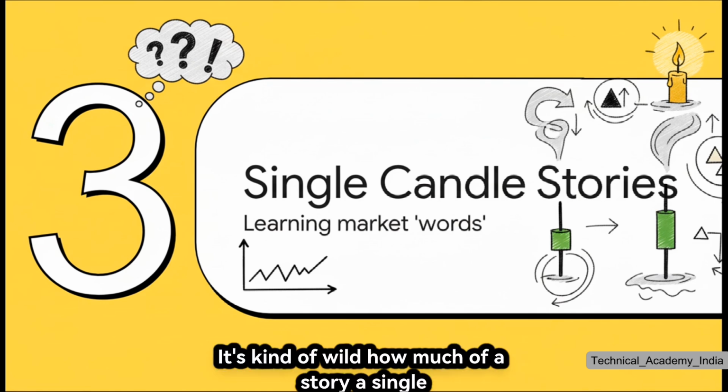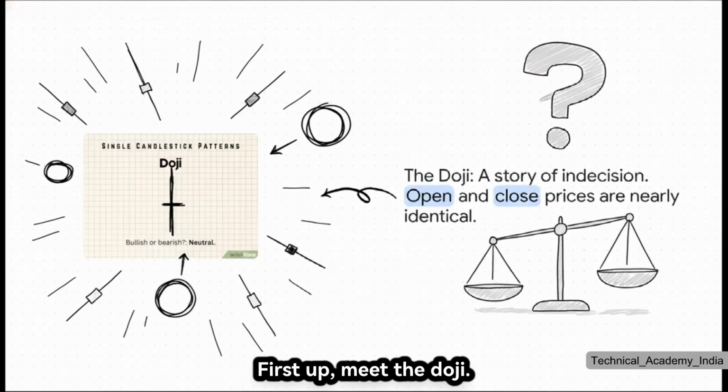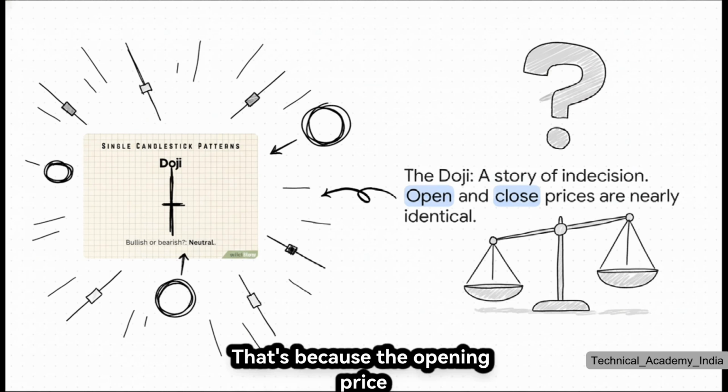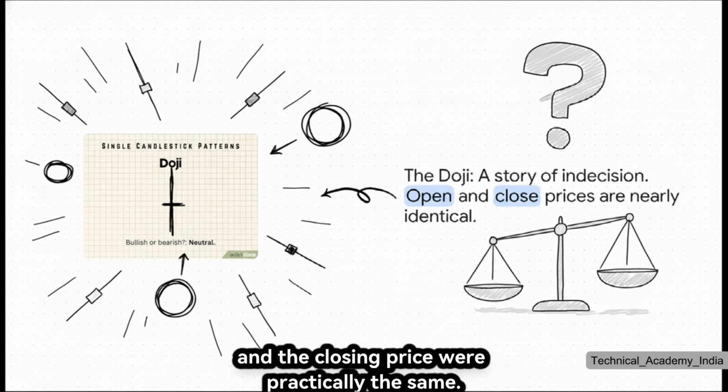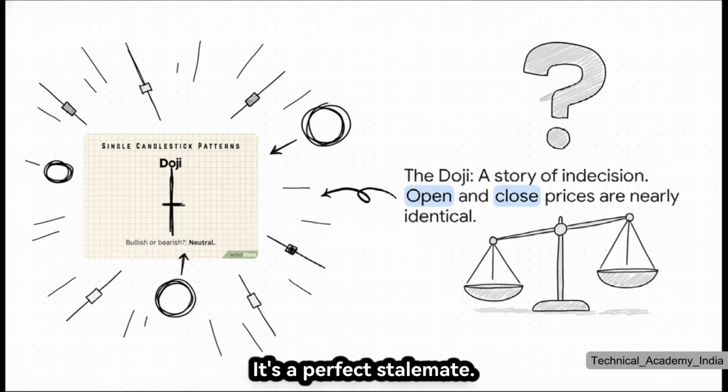It's kind of wild how much of a story a single candle can tell you about what the market is thinking. First up, meet the doji. Take a look at its shape. The body is just a tiny little sliver or a thin line. That's because the opening price and the closing price were practically the same. This is the market basically hitting the pause button. It's a perfect stalemate. It just screams indecision.